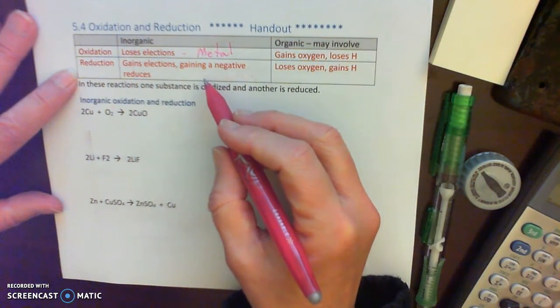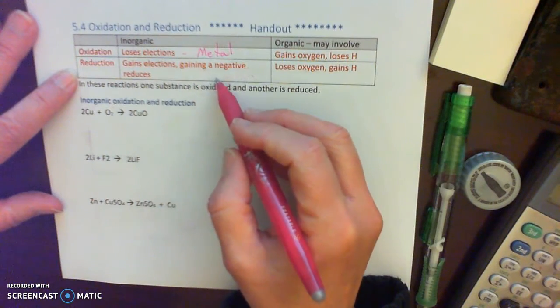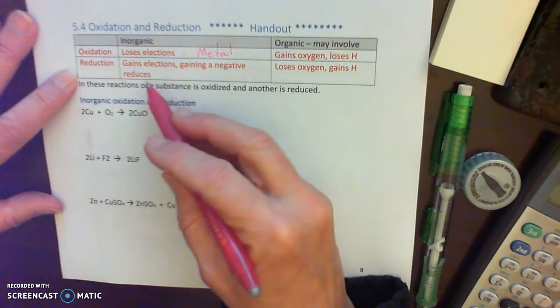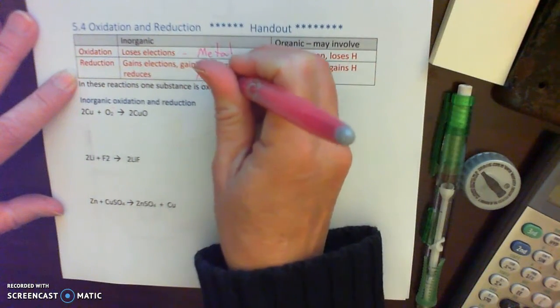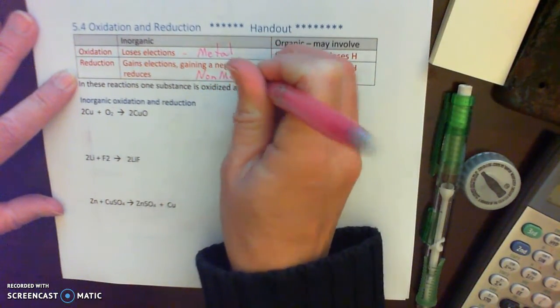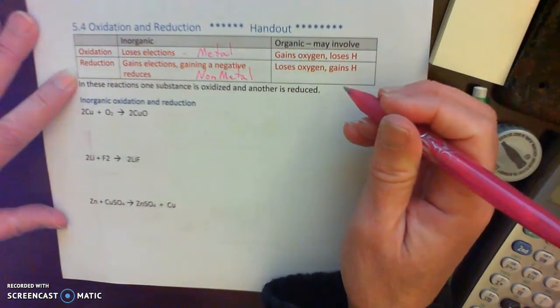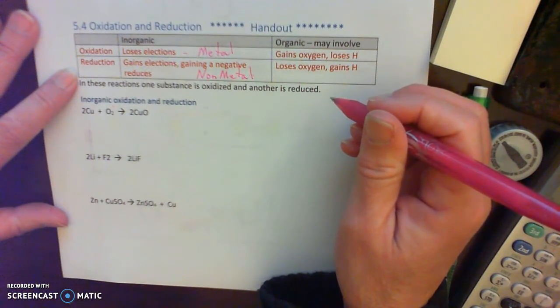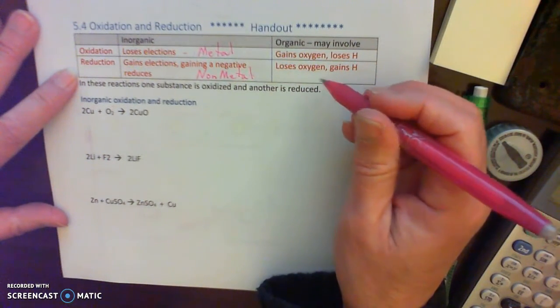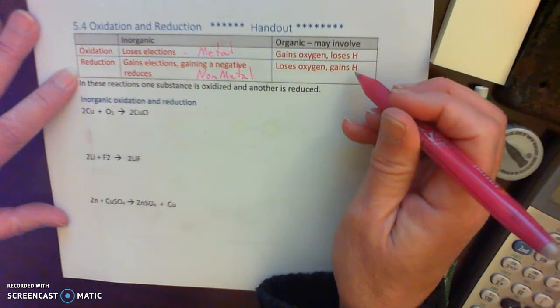The substance that's reduced gains electrons. Remember, they're gaining a negative, and so they're reduced. This will be a nonmetal. So again, we'll have to go back to the periodic table and tell which elements are metals and nonmetals. In organic systems, substances that are reduced lose oxygen or gain hydrogen.